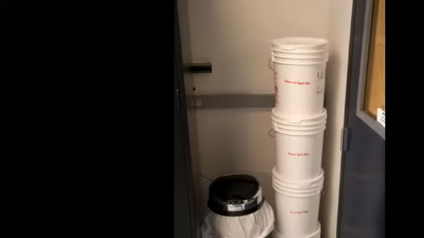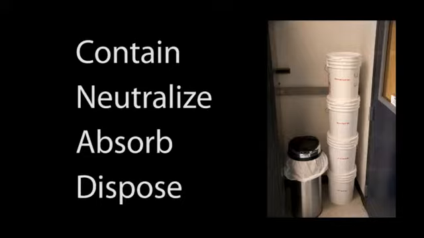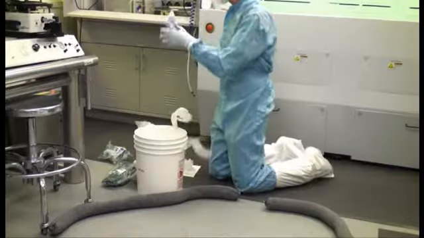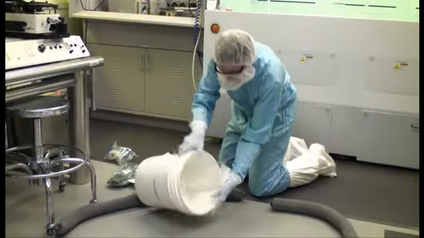The spill kits located in the lab are for use by the lab staff to contain, neutralize, absorb, and dispose of chemicals cleaned up in a spill. If there is a spill, do not attempt to clean it up yourself. Instead, immediately alert lab staff and evacuate the area.